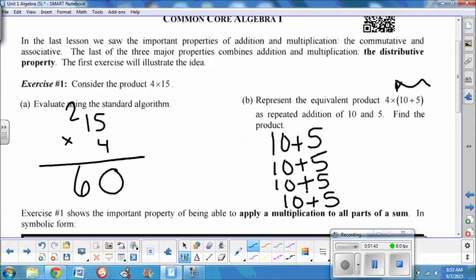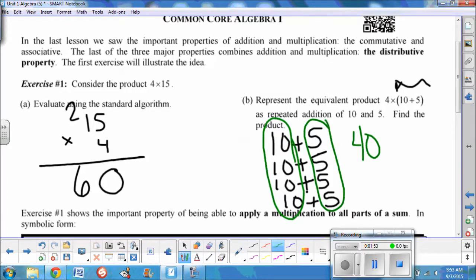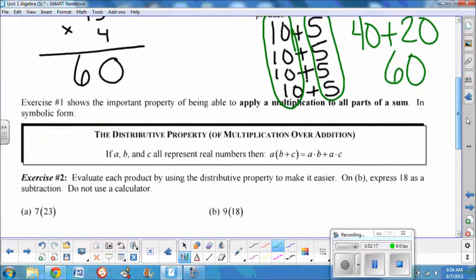So let's add this up a different way. If we think about it, adding 10s, 10, 20, 30, 40, and then 5, 10, 15, 20. What's 40 plus 20? 60. Okay, and you can actually see where this is going. This is just the distributive property again. So if we look up here, it's 4 times 10, 40. 4 times 5, 20. 40 plus 20 is 60. Kind of cool how that works with the distributive property.